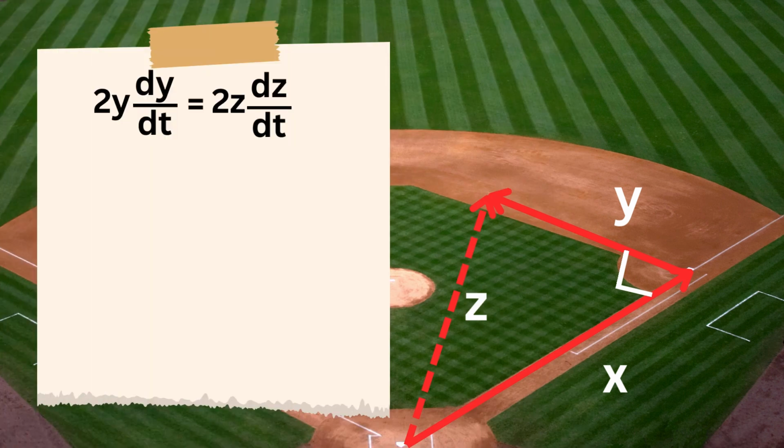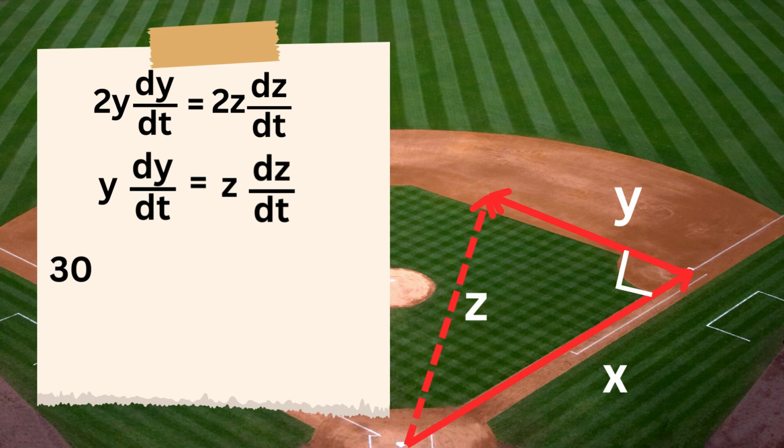All right, so if we divide both sides by 2, we're going to get y dy/dt is equal to z dz/dt. So now what I'm going to do is sub in my y and my dy/dt. So the runner is 30 feet from first base, so the y is 30. The rate at which they're running from first base to second base, my dy/dt, is 25. And now I need to figure out what z is.